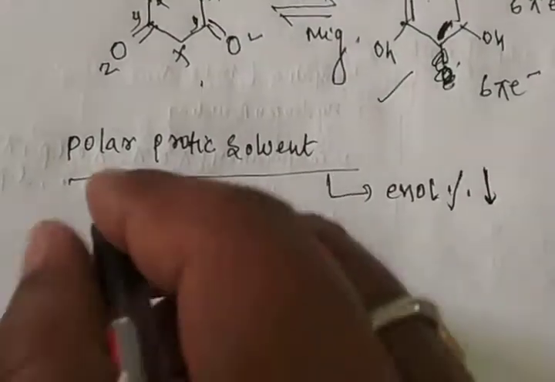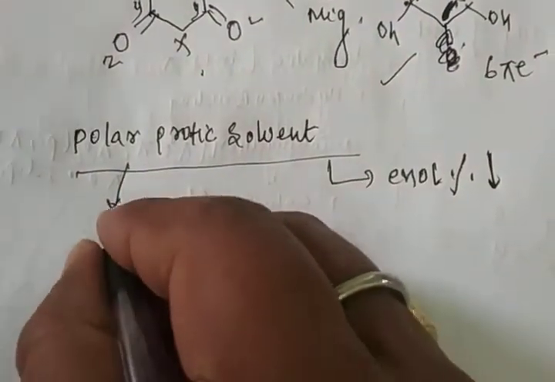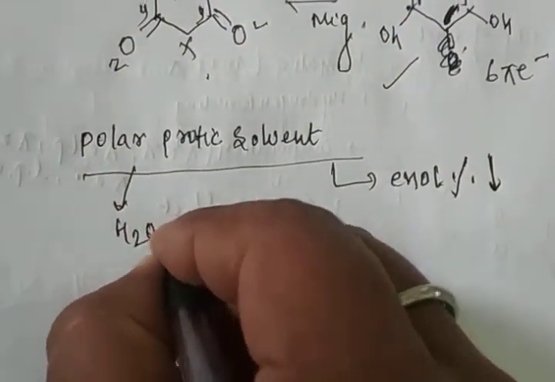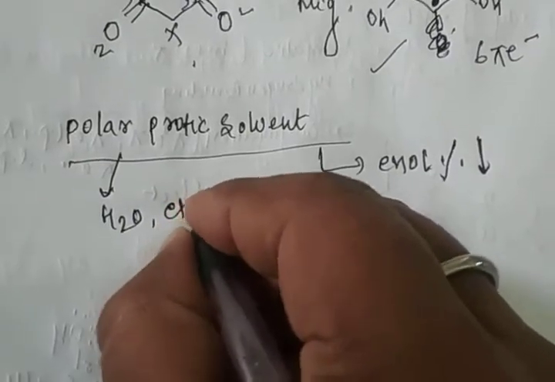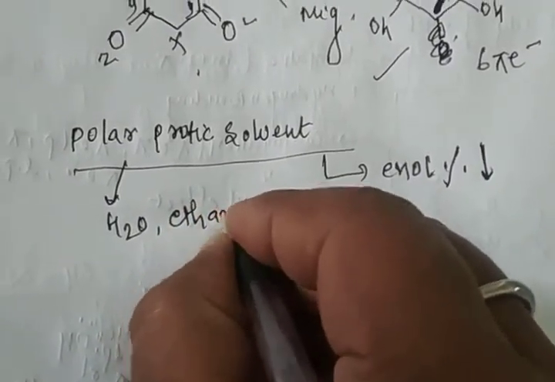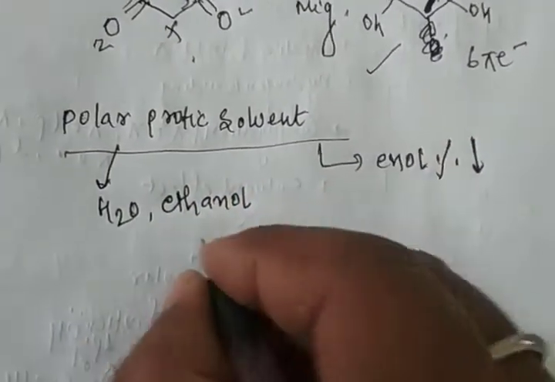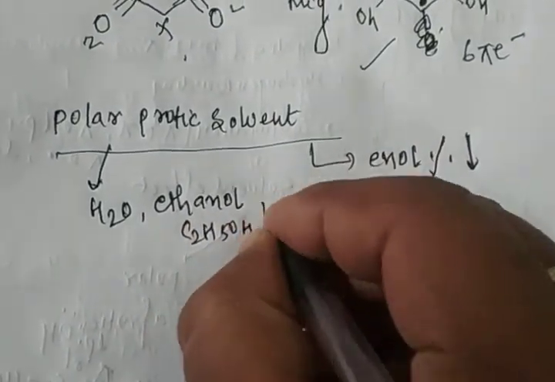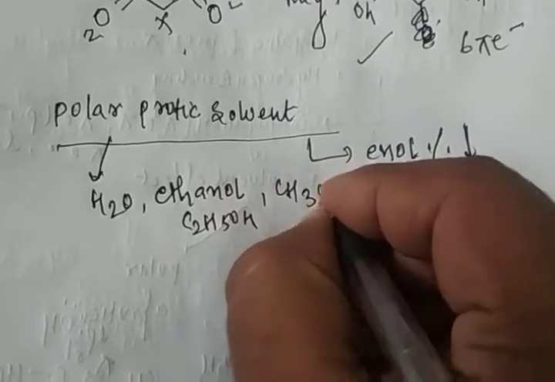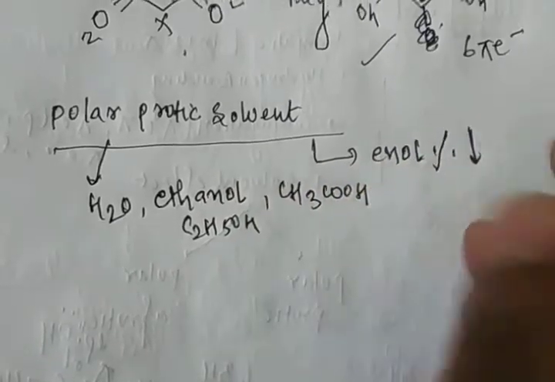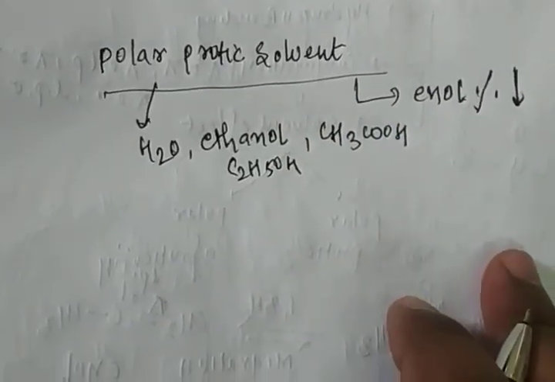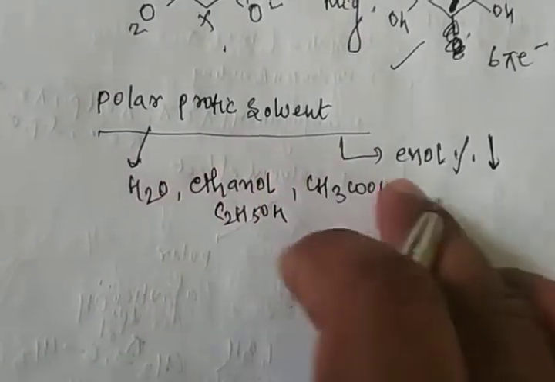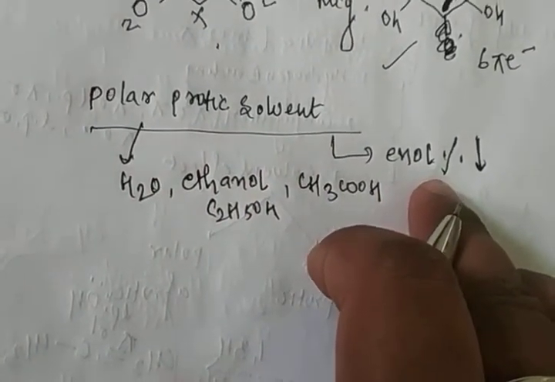What is a polar protic solvent? Water, H2O, ethanol, C2H5OH, acetic acid, CH3COOH. These are examples of polar protic solvent. And how to check that polar protic solvent decreases the percentage of enolic group?